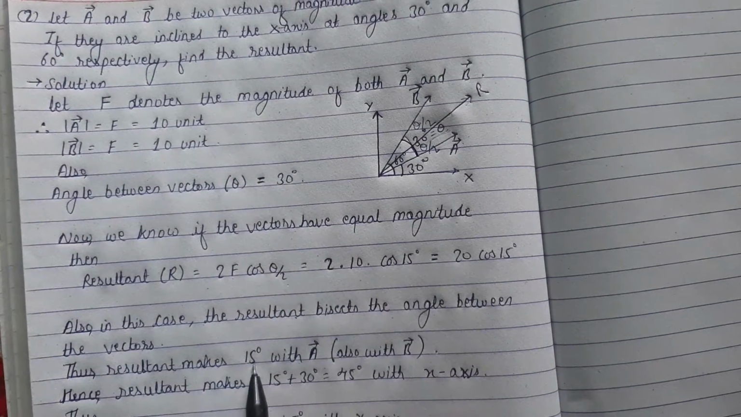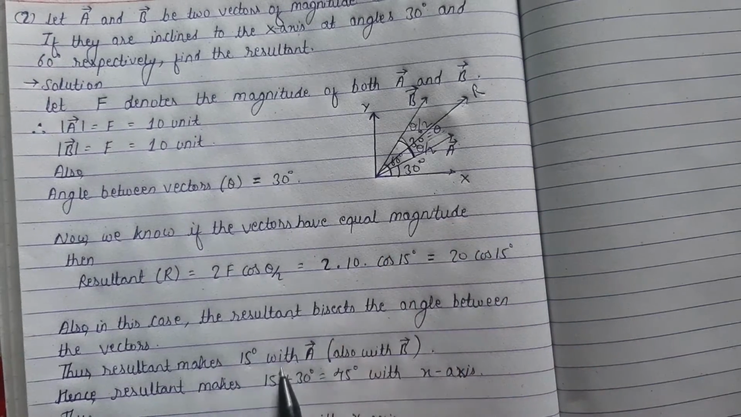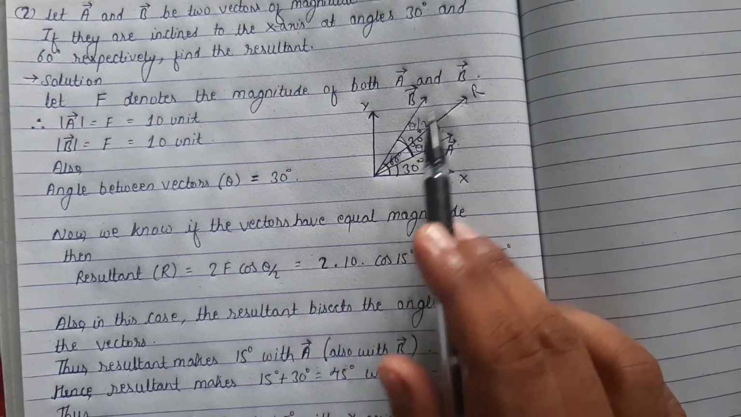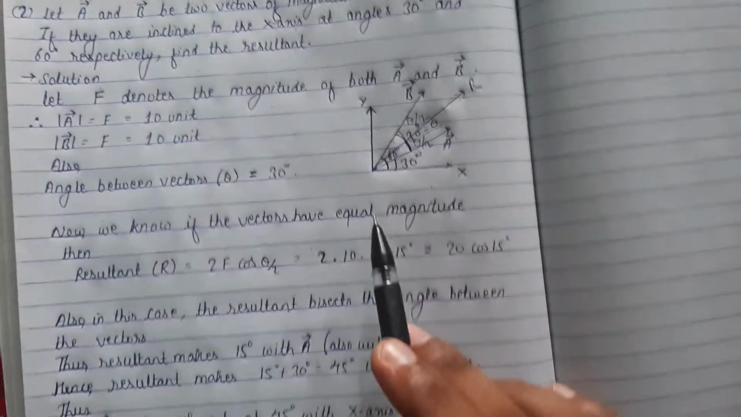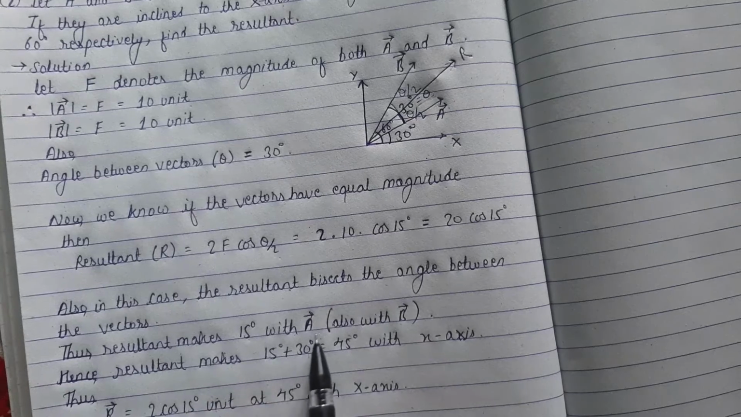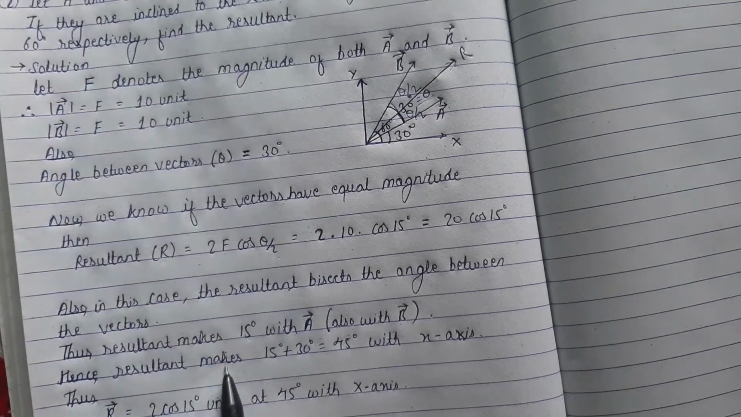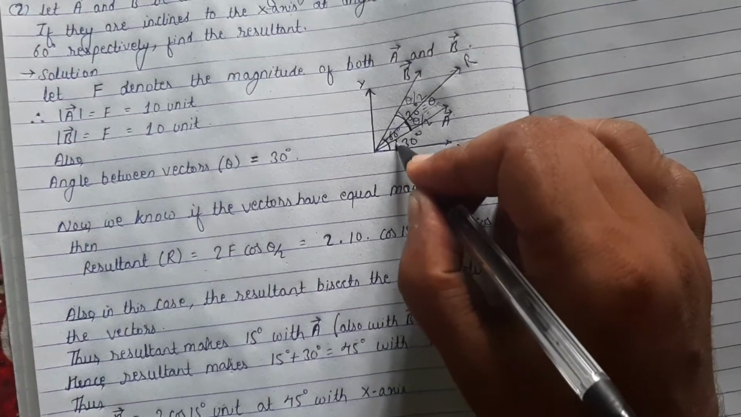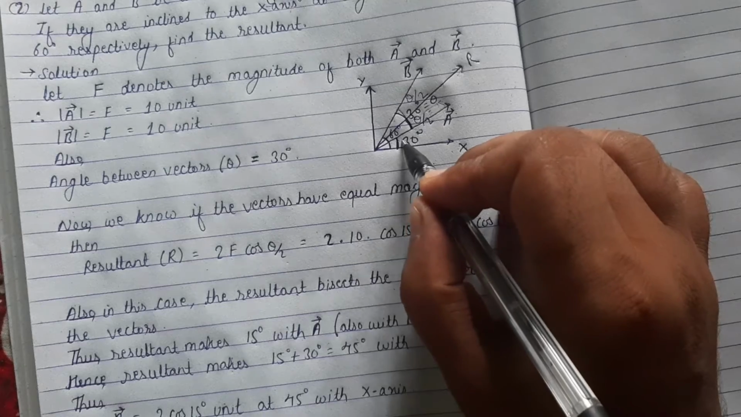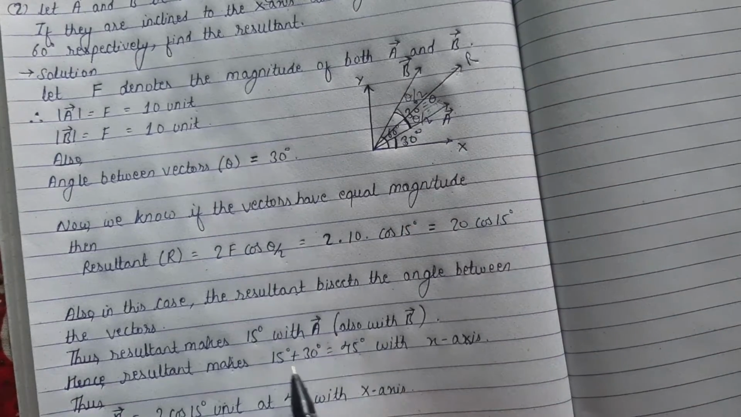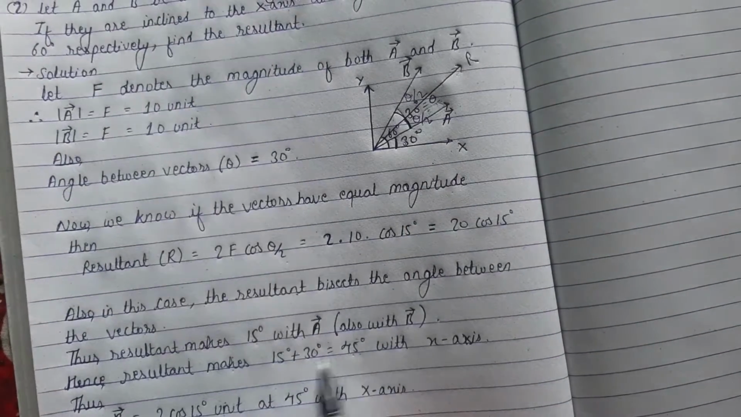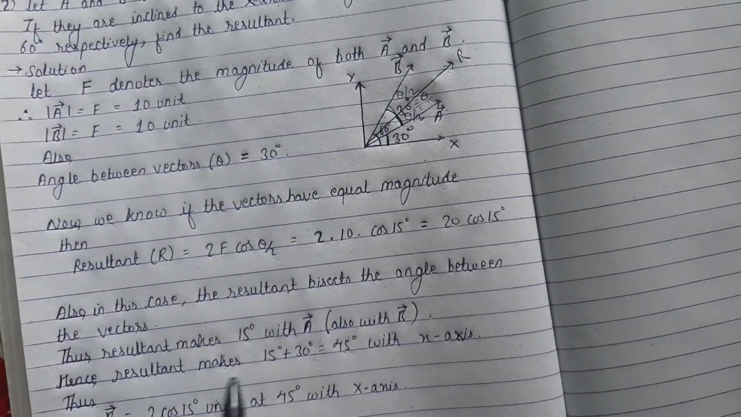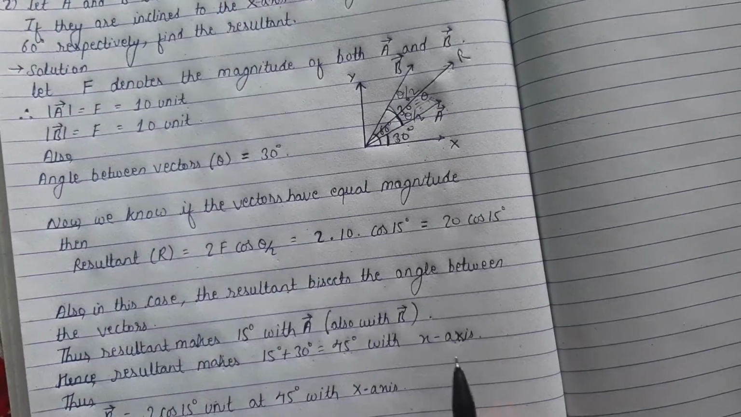Thus, theta by 2 is equal to 15 degree, so the resultant makes 15 degree with vector A, and also 15 degree with vector B. Hence, the resultant makes 15 degree with vector A, and the angle made by vector A with the x-axis is 30 degree. If we sum them, we get 45 degree. This will give the angle made by the resultant with the x-axis. Therefore, the resultant makes 45 degree with the x-axis.